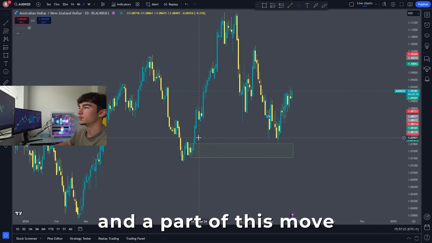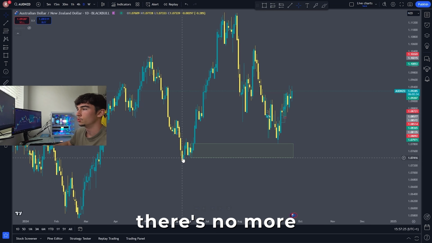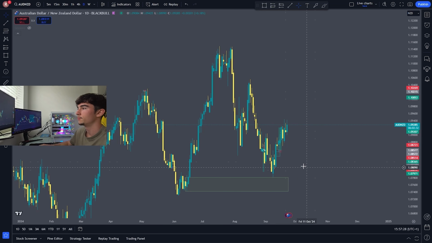It's the lowest one out part of this move. Underneath here, there's no more demand zones. So this is the bottom zone. It's the lowest and best price to get in at for us to then continue to the upside.